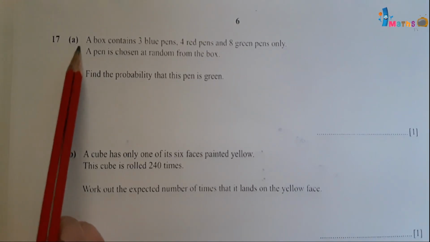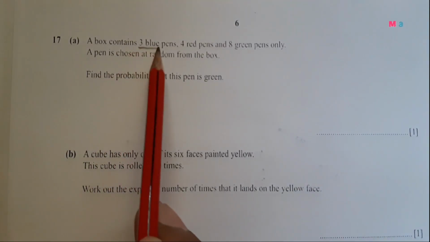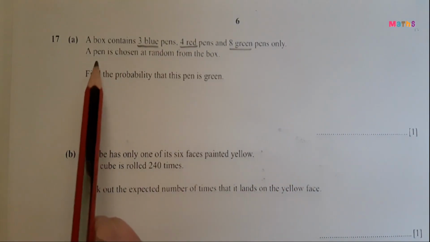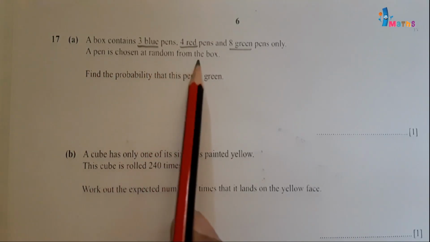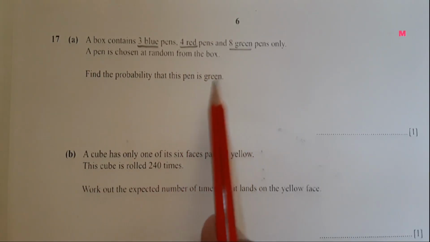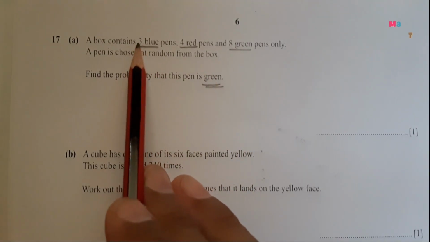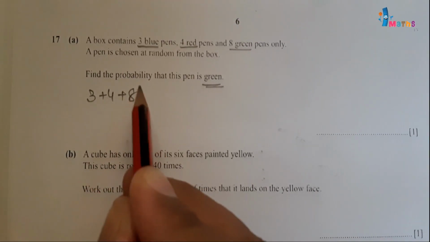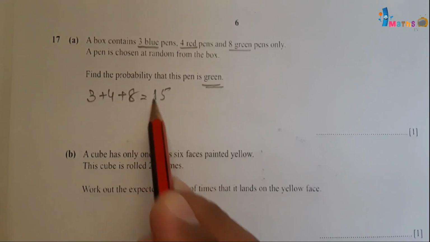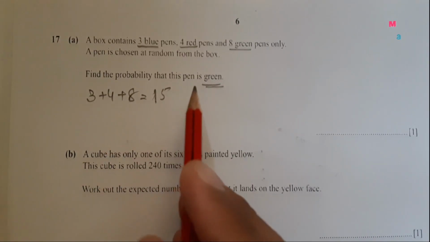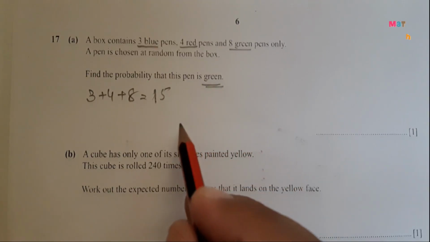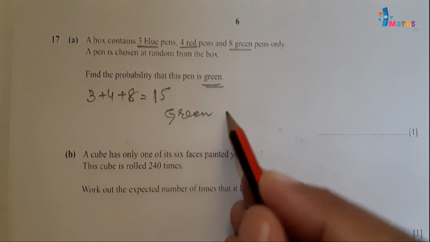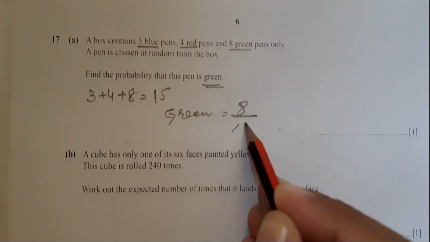Question number 17, A part. A box contains 3 blue pens, 4 red pens, and 8 green pens only. A pen is chosen at random from the box. Find the probability that the pen is green. So the total number of pens is 3 plus 4 plus 8, which is 15. So the total number of pens is 15 and green are 8. So the probability of green will be equal to 8 over 15.